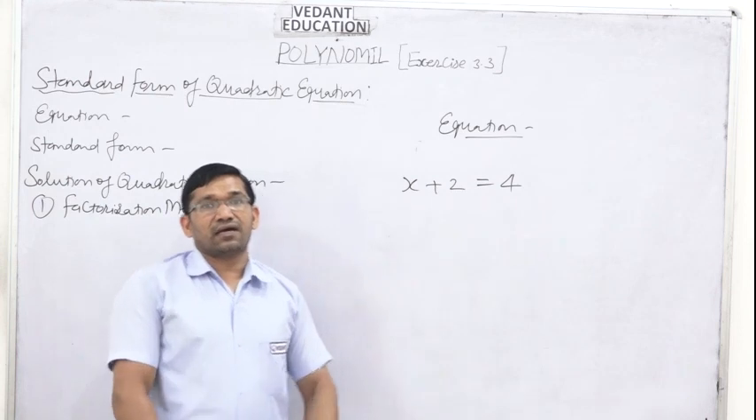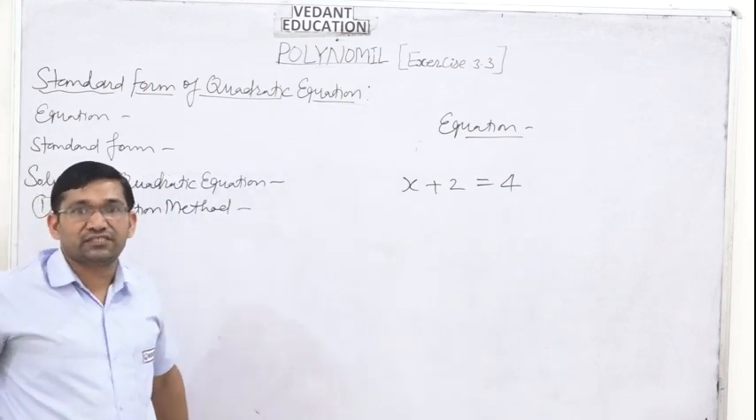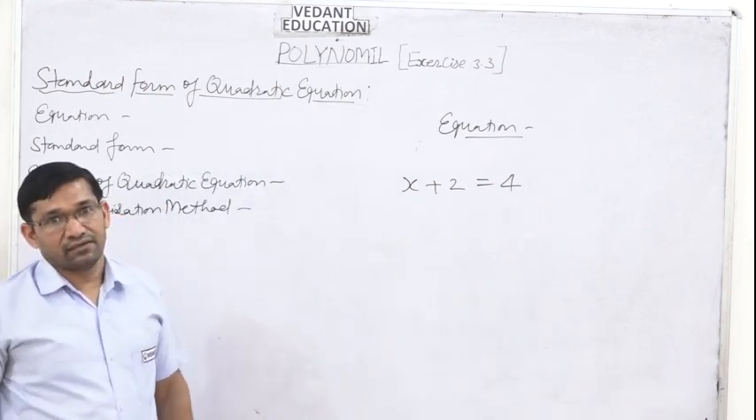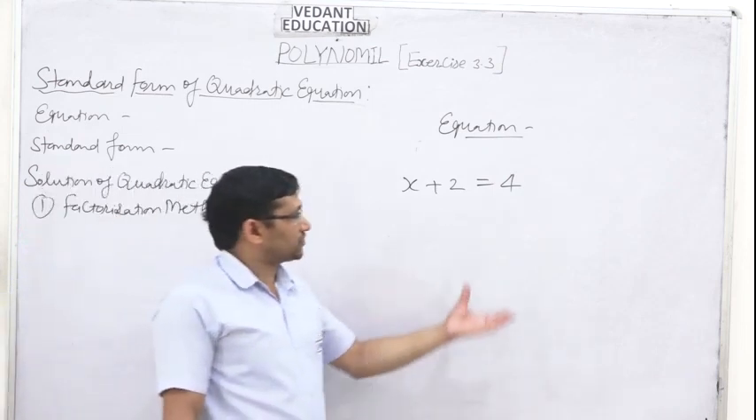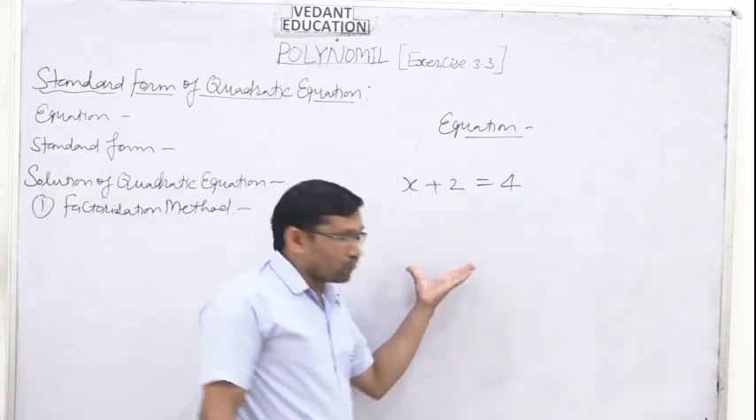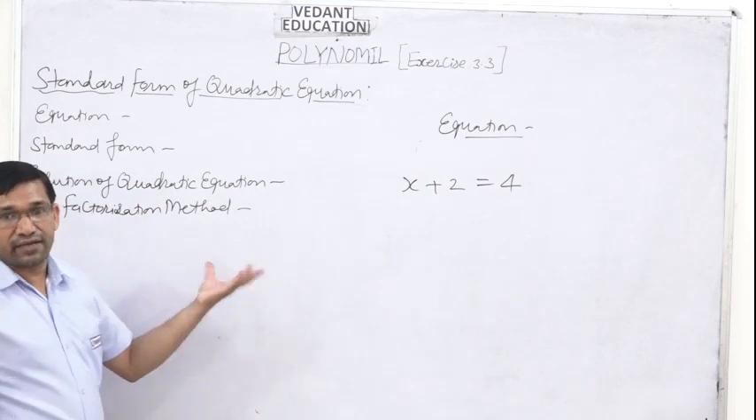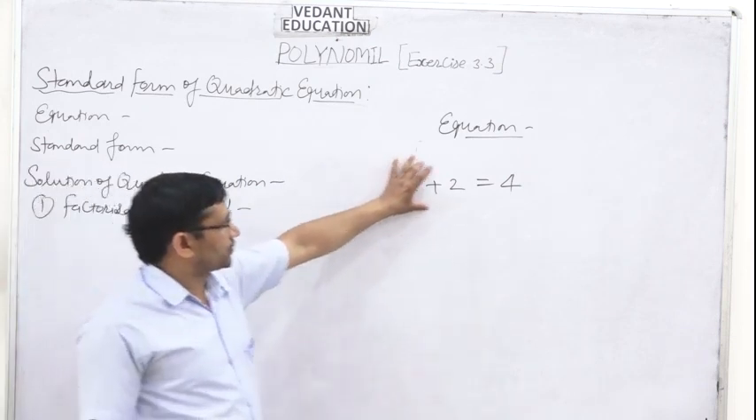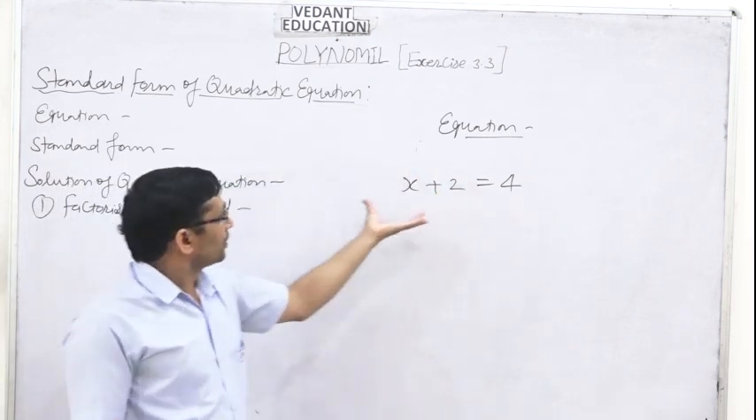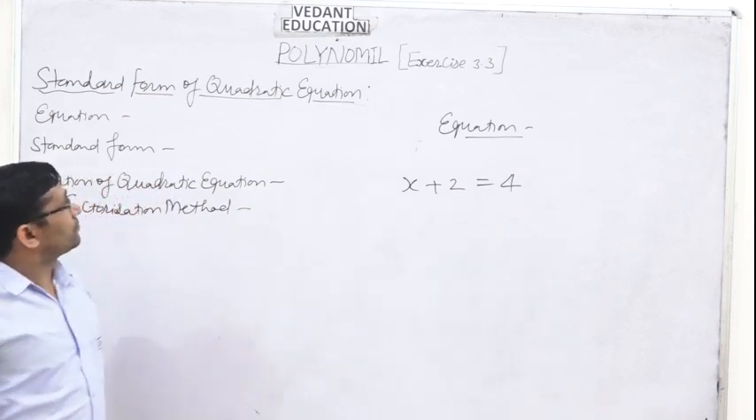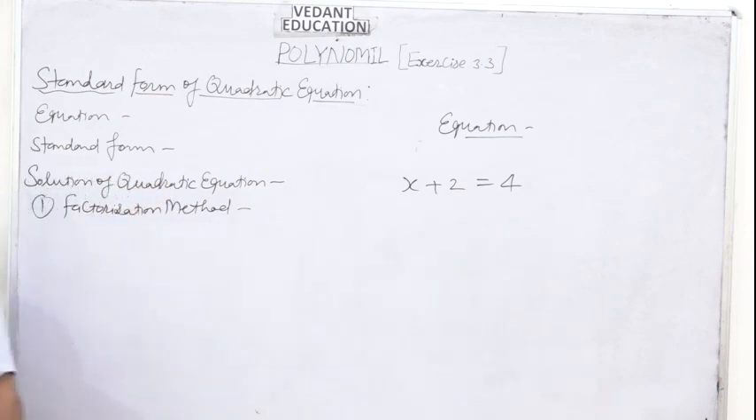It means the algebraic expression which has an equal sign is known as an equation. तो कोई भी algebraic expression है उसमें equal sign है, it means वो एक equation का form है. Now this is standard form of quadratic equation.